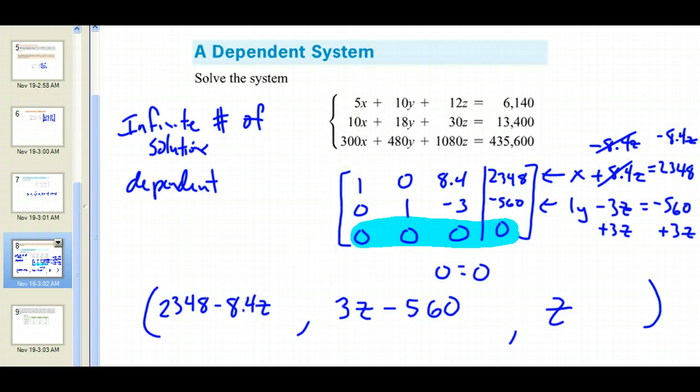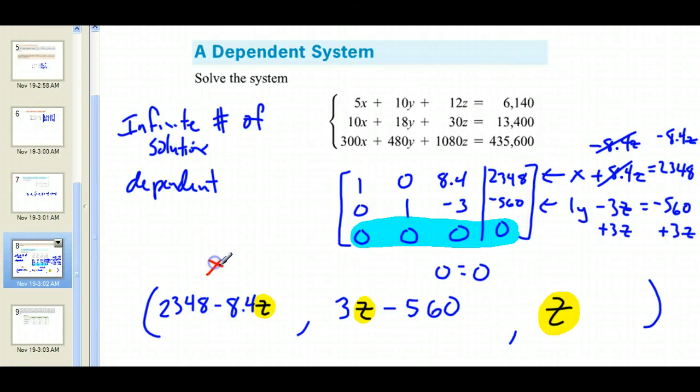Now you may be asking yourself, do I have to do it that way? Yes. Actually, yeah, you have to do it that way. Because what we want, the solution, is anything of this form, where z gets to be anything, and then the other two variables, x and y, are defined.